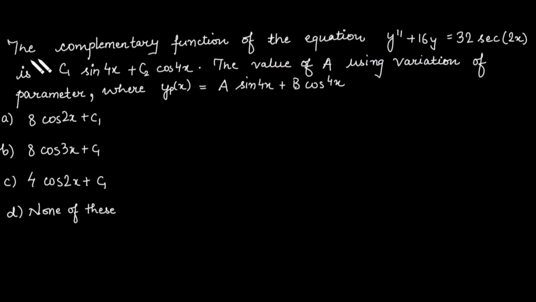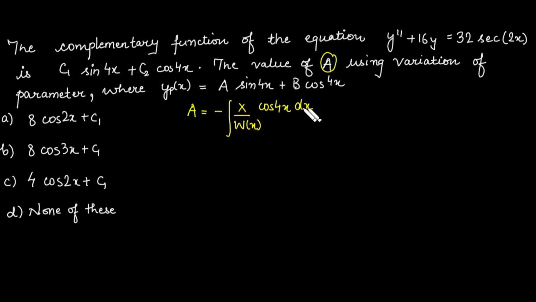Taking the next example, the complementary function of this differential equation is this. What is the value of a using the variation of parameter where the particular integral is defined by this form? From here, we need to find the value of a. A is written as minus integration of x upon the Wronskian of the function into cos of 4x. So we will not take sin 4x, we will take the second function cos 4x.